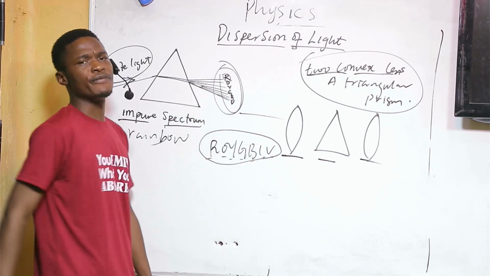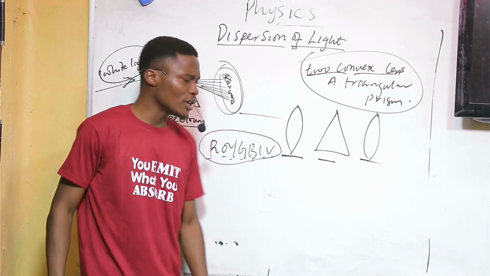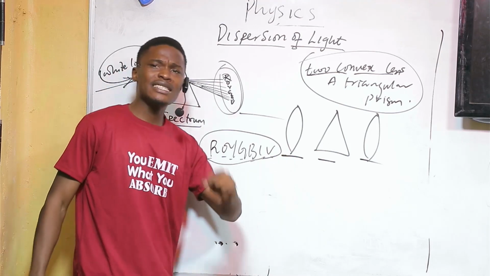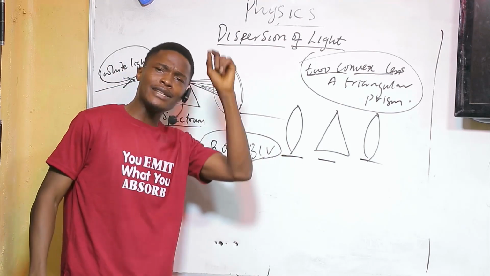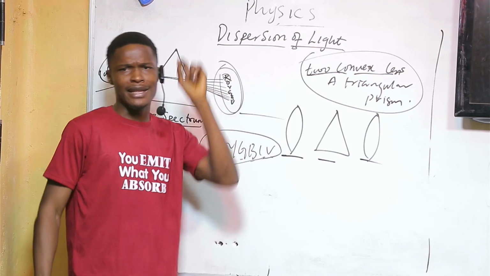Now, another question they will ask you here. Of course, there are several questions that will come out from this ROYGBIV. One of the first questions they will ask you is, which of the following colors deviates the most, and which one deviates the least?